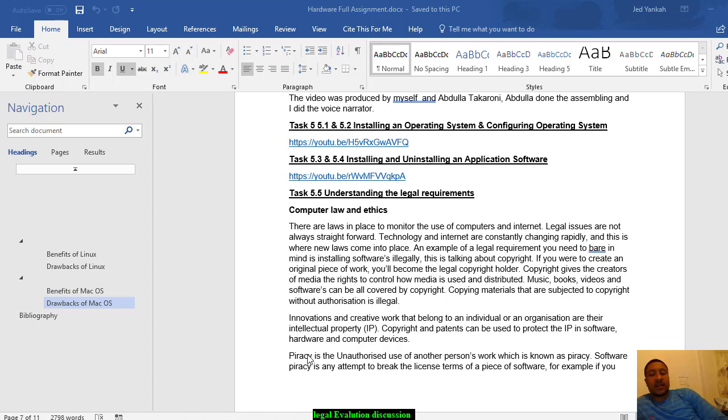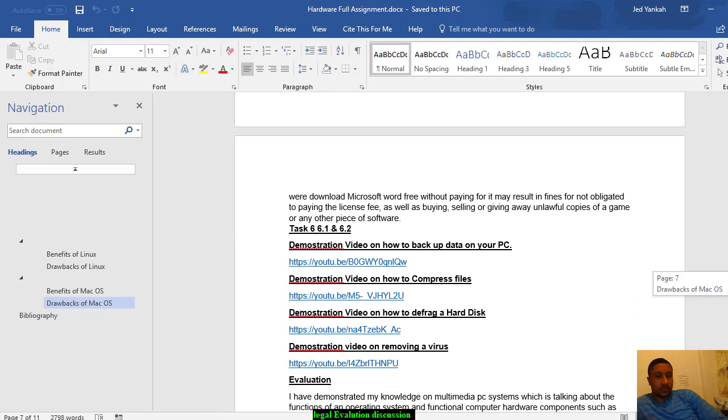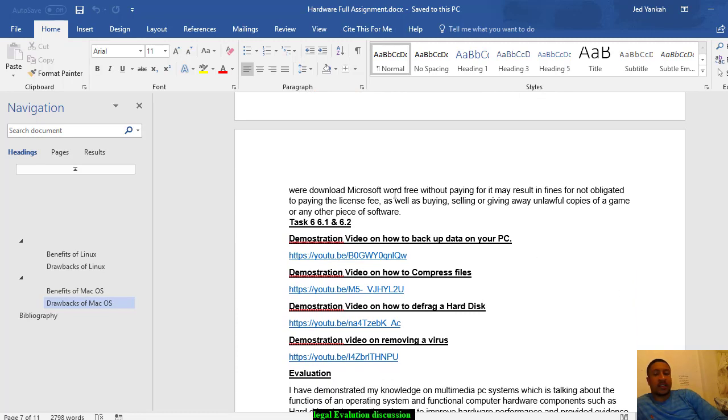As you can see here, I've written that piracy is the unauthorized use of another person's work. Software piracy is an attempt to break the license terms of a piece of software. And you can see what I discussed before about Microsoft Word, if you were to use it for free without purchasing the license code.